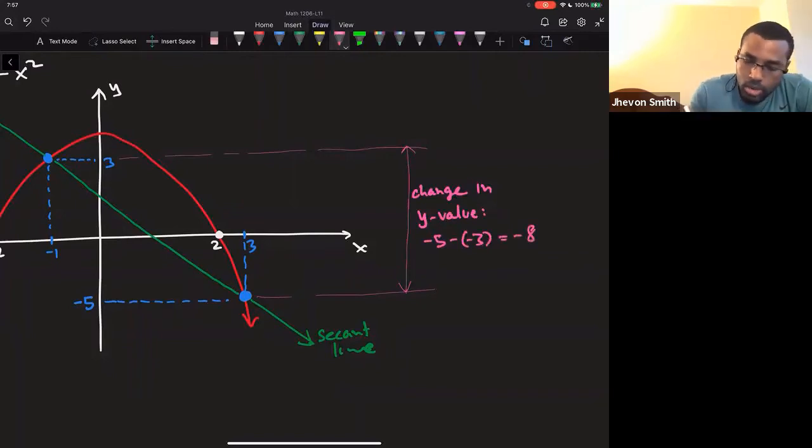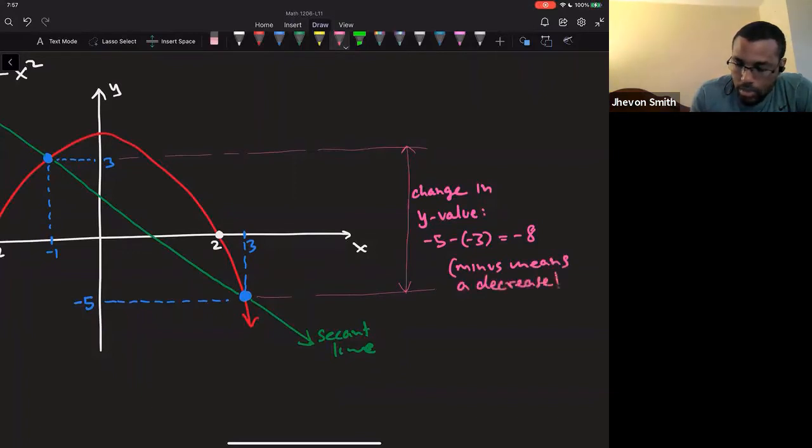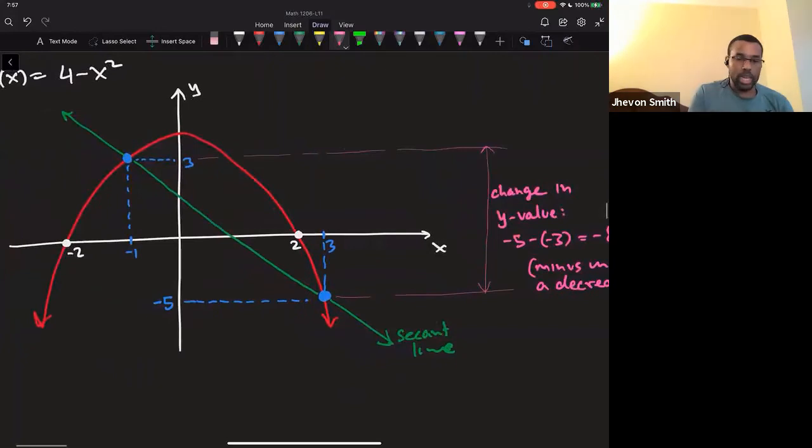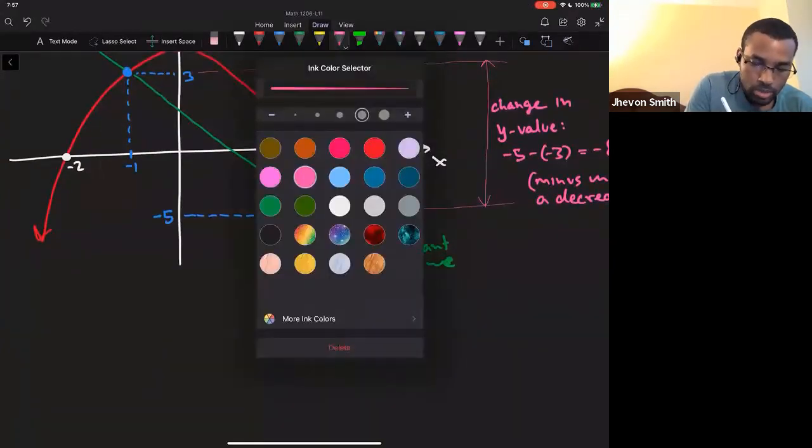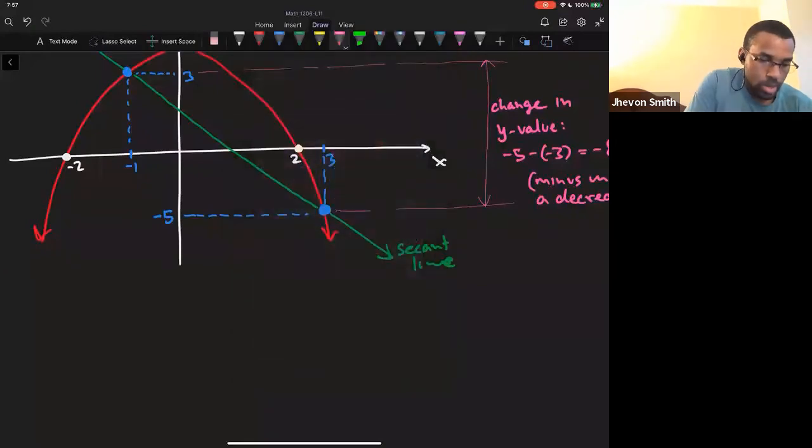Where the -8 units, the minus means a decrease. So the y value decreased, right? How much did it decrease? By 8 units. Okay, so now if we look at the corresponding x values, so it went from here.